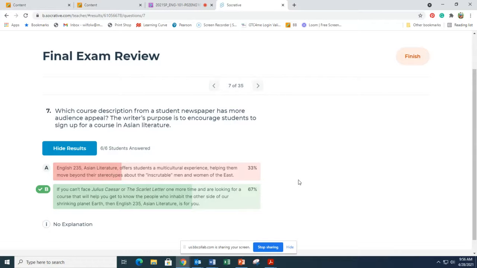So also, let's be real, is the word inscrutable going to get people excited about taking a class? Or would you see something like that and be like, that seems like a course that is going to use a lot of big, unnecessarily complicated vocabulary, like inscrutable, and I'm not really feeling excited about that. Versus, if you're sick of the same old thing, if you can't face these classics one more time and you want something different that will help you get to know the people who inhabit the other side of our shrinking planet, this class is for you. So yeah, B would probably get the job done better. But I understand if you saw second person you and you went running in the other direction.